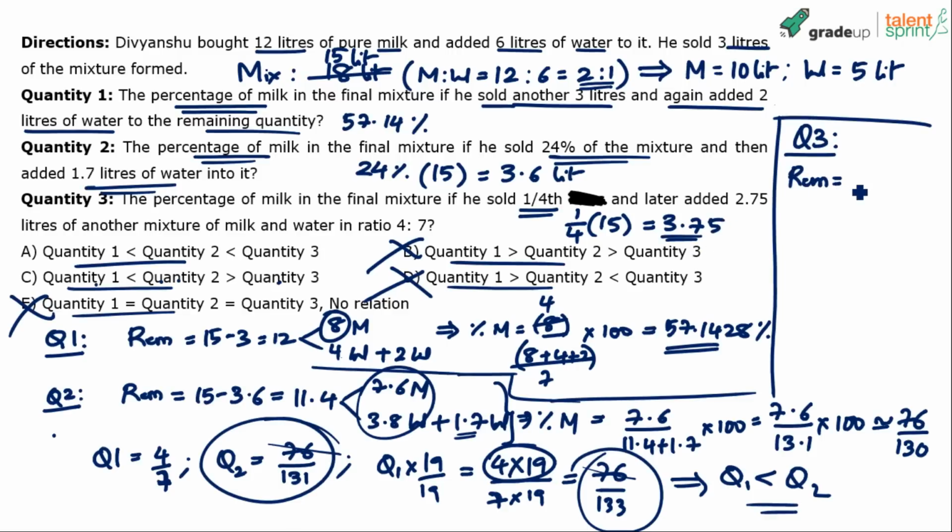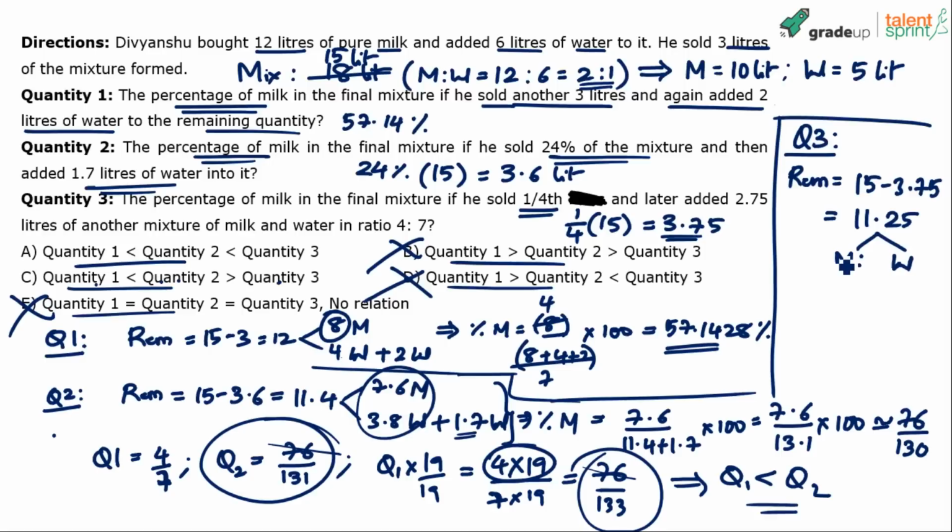So when it comes to quantity 3, remaining is how much? Out of 15, 3.75 is sold. Or you can say 3/4 of 15. Either take 15 minus 3.75 or directly take 3/4 of 15. So 15 minus 3.75 is 11.25. This is remaining. Now divide 11.25 in the ratio of milk and water.